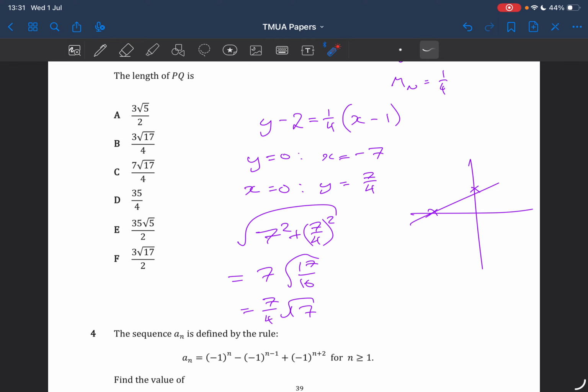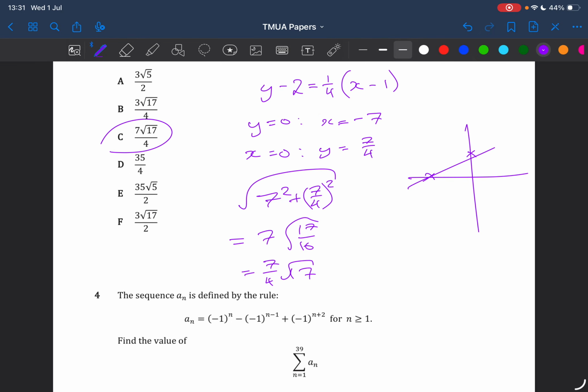Is that an answer? It is. Part C.3, the answer was C. Lovely jubbly. Looks good to me.